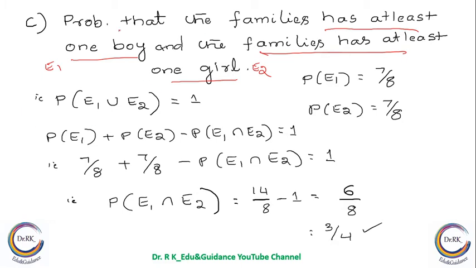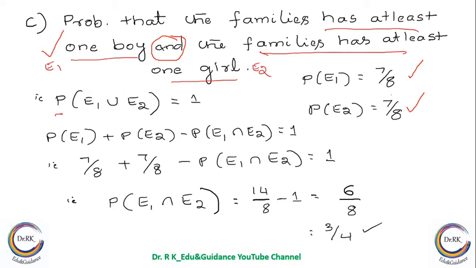The other one is the probability that the family has at least one boy and at least one girl. Suppose we take E1 as the event related to at least one boy, E2 as the event related to at least one girl. Now we have to find P of E1 intersection E2. So how to find this? P of E1 we know, P of E2 we know. Out of 8, the cases with at least one boy are all except all girls. Therefore 7 by 8. Similarly, here also except all boys, so all are in favor of getting at least one girl. Therefore 7 by 8.